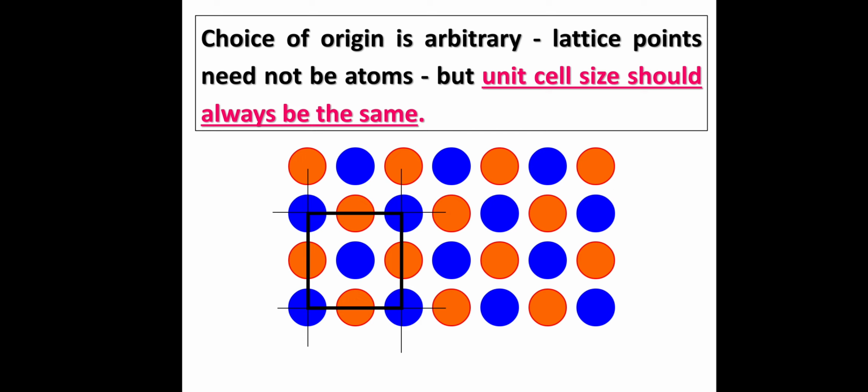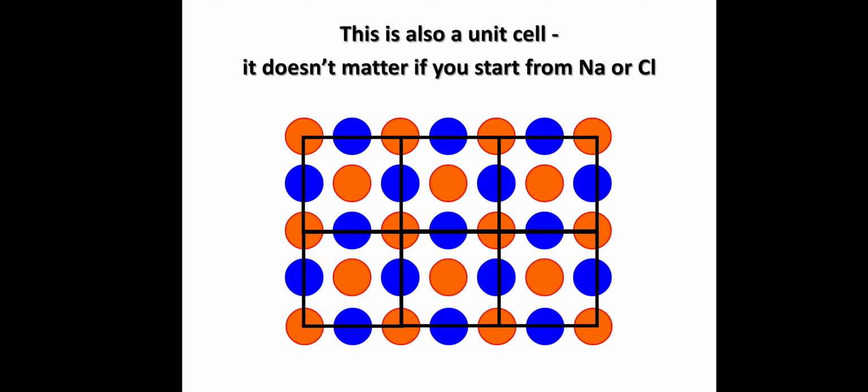So the choice of origin is arbitrary, but the unit cell size should be the same. You can start with sodium, or you can start with chlorine, it does not matter. This is also a unit cell. You can observe whether you start from sodium or chlorine, but close packing should be there. You have the packing fraction in a forthcoming topic. Based on packing fraction, you will come to know how strong that solid is, how weak that solid is. So some technical points will be discussed in later classes.